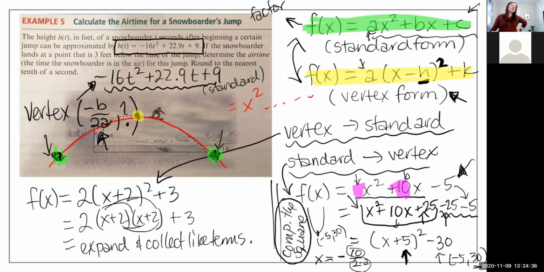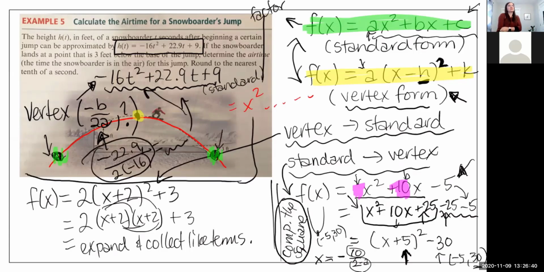And so if you try that, negative B, so that'll be negative 22.9 over 2A. And then you'll find the X value for the jump. That won't be the height yet, but that'll be the time at which it gets to, or where that vertex is. And then you can plug it back in for T and use a calculator to find the height at that point in time. So that is a nice thing to do in application problems when numbers are weird and all you care about is the maximum or minimum.